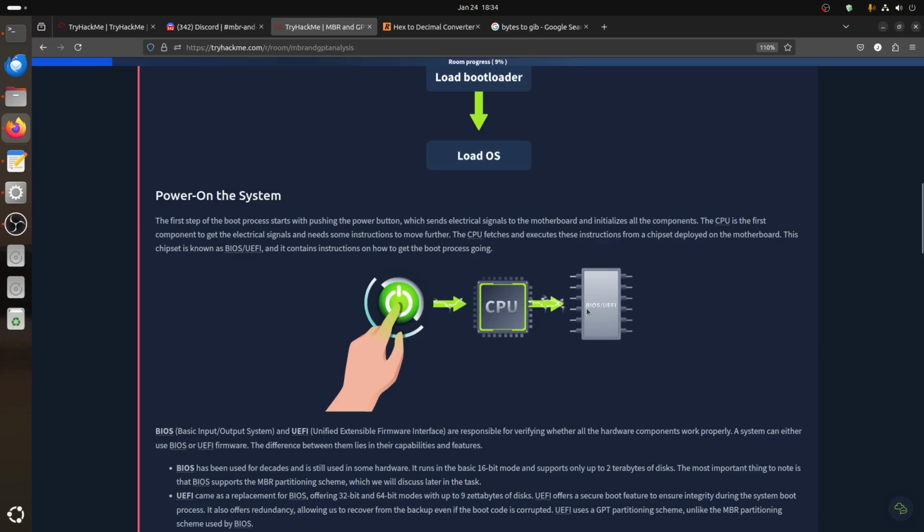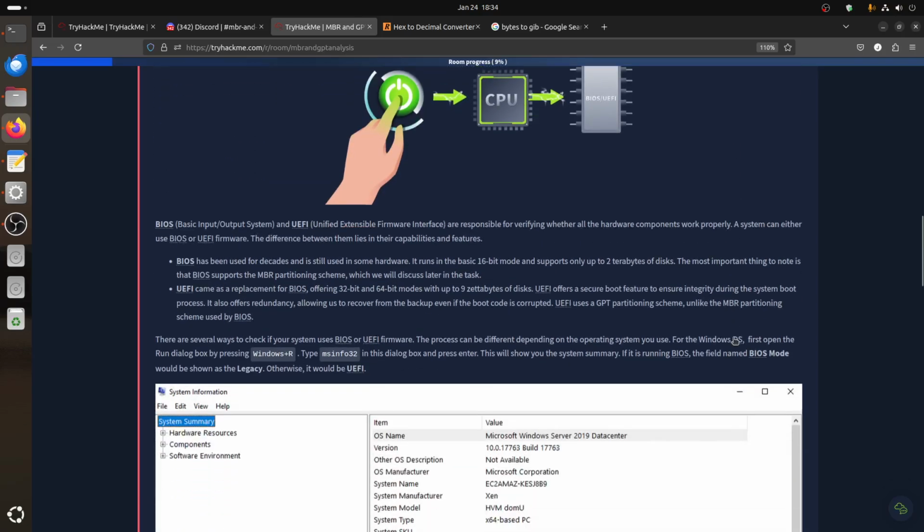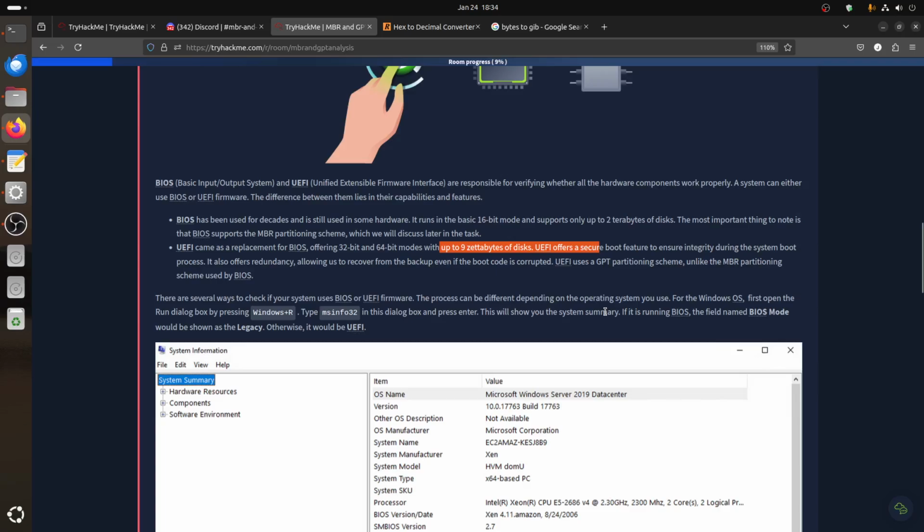You start the CPU, start the BIOS, and that's the one I was talking about, UEFI. The BIOS is the basic input output system, and we have the new version. I think BIOS only has 4 partitions. BIOS has been used for decades, runs in 16-bit and only supports 2 terabytes. Then UEFI came as a replacement for the BIOS, offering 32 and 64-bit. There we have a lot of space. The partition part will come later on.